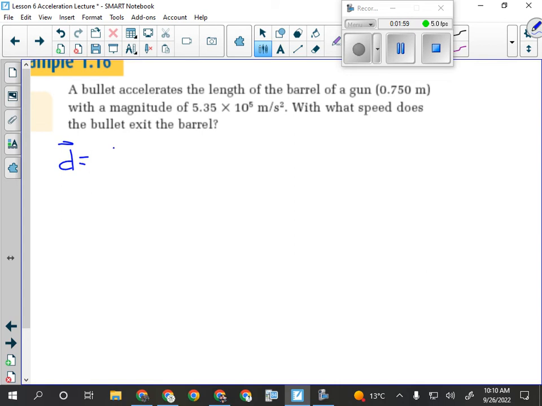So our distance is 0.75 meters, and we know that the acceleration is incredible. It is 5.35 times 10 to the 5 meters per second squared. That is a huge acceleration. But when you think about how fast a bullet goes, it has to accelerate to that velocity over this length, so it has to accelerate very, very quickly. All right, so what speed does the bullet exit the barrel? Well, what can we assume its initial speed to be?